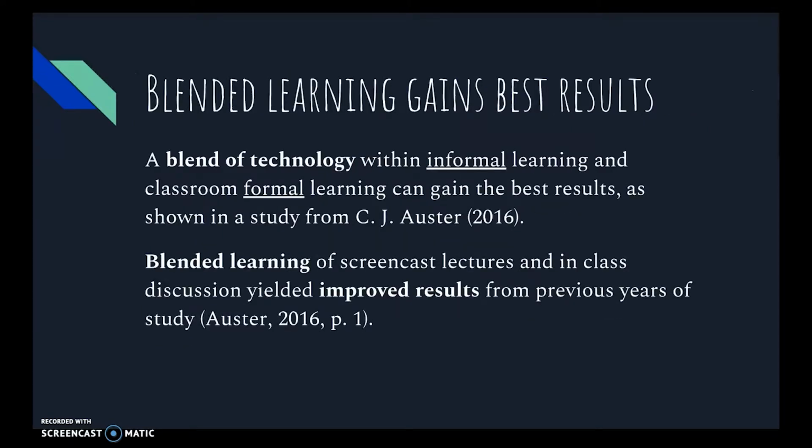A blend of technology within informal learning and classroom formal learning can gain the best results, as shown in a study by C.J. Oster. Oster completed a study for his Intro to Sociology class at the college level. He wanted to see the results of a flipped classroom, where the lectures were heard by the students outside of the class through videos and screencasts. Then, class discussion occurred in class face-to-face.